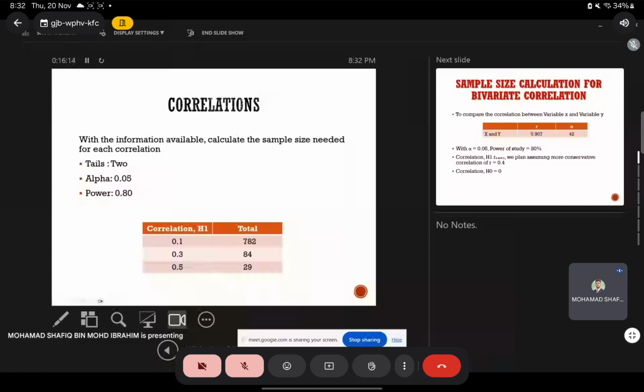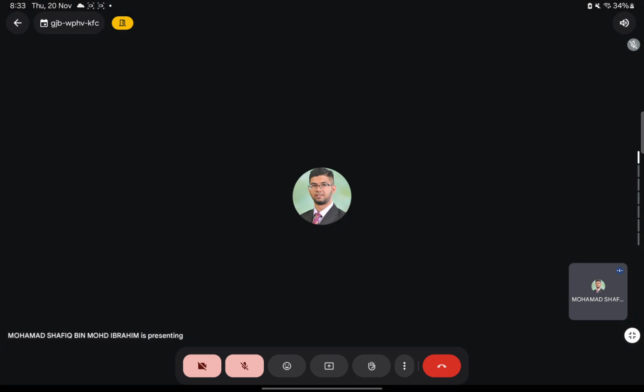Okay, so basically that is for the correlation. Okay, so these are some of the correlation values as well. You can see later. Okay.